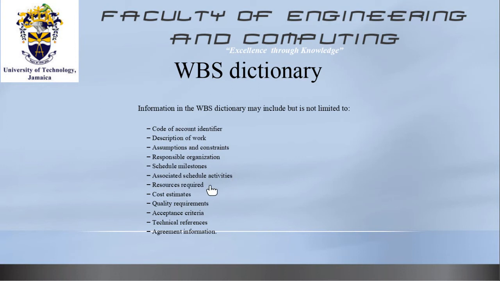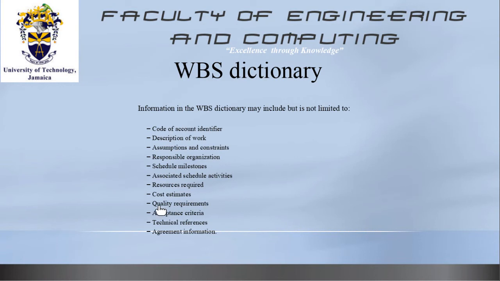Resources required. In the WBS dictionary, you are indicating the resources that are required, because that's how you're going to do your costing. Cost estimates, right? You can look at a number of means. When we look at cost estimation, we'll realize that there are various means by which we can do cost estimation.